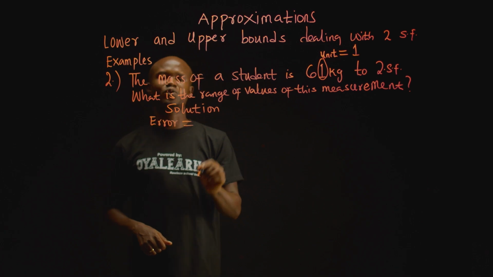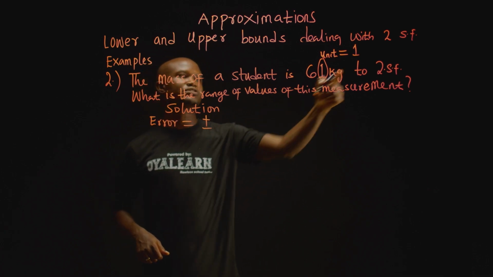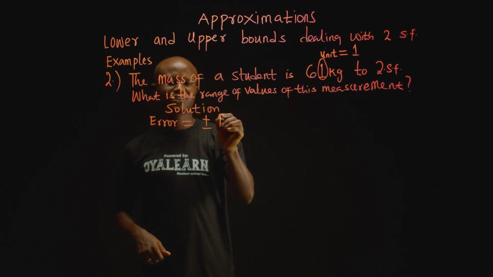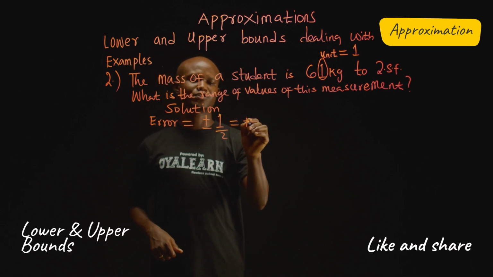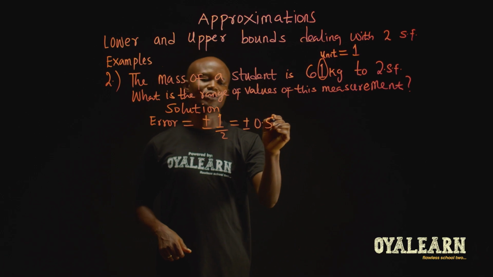Now we get our error. The error is going to be equal to plus or minus this 1, then you divide by 2. So we have plus or minus 0.5.